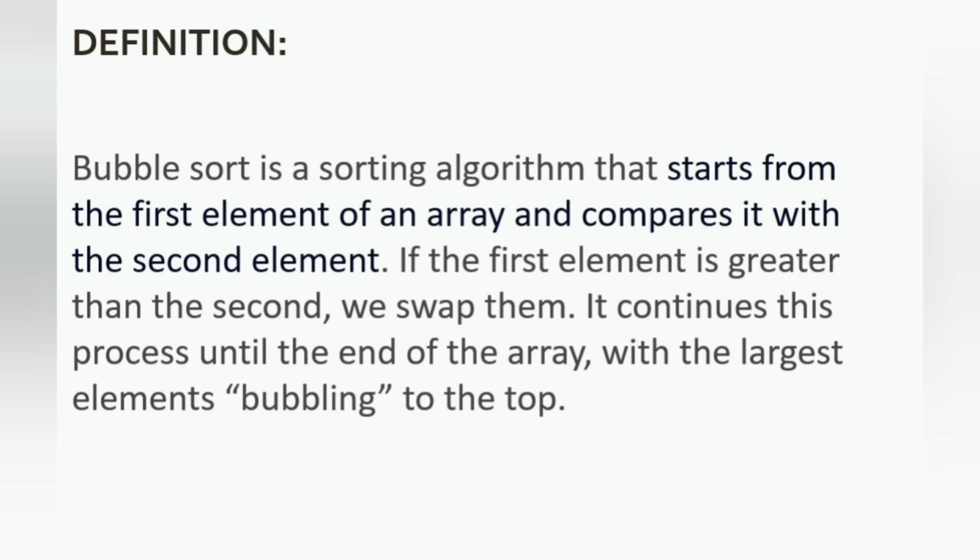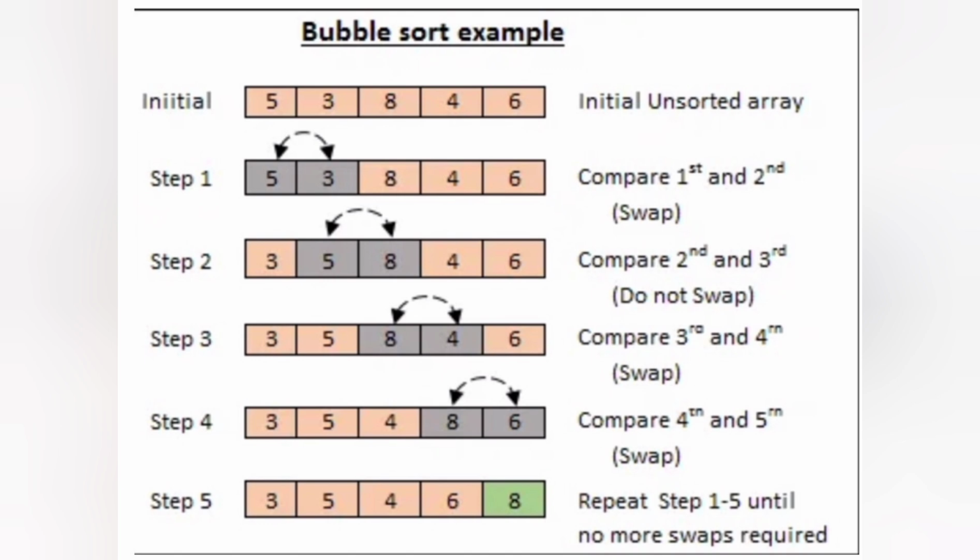So basically, bubble sort is a comparison based sorting algorithm which repeatedly swaps adjacent elements if they are in the wrong order. It's called bubble sort because elements gradually bubble up to their correct position. Let us see a simple example of the implementation of the bubble sort algorithm.